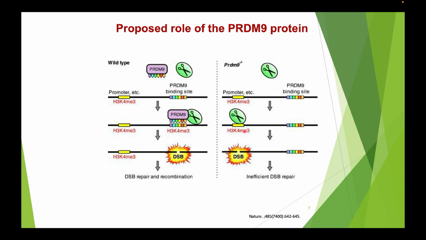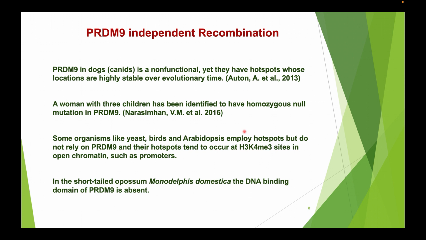that's how the mouse becomes sterile. So we have seen that PRDM9 is very essential for homologous recombination to work and for meiosis to occur. But we have seen a few reports showing that PRDM9 is not entirely essential, at least in some species, for recombination. PRDM9 in dogs, or in the whole canine family, is a pseudogene, and that protein is non-functional, and yet they have hotspots and they are very stable over the evolutionary period, as opposed to mouse and other mammals which have PRDM9 and whose hotspots are very unstable.